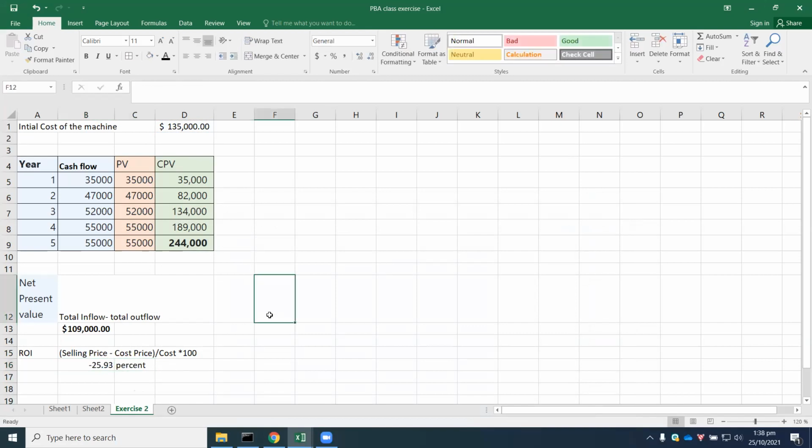So what does that indicate? After selling the machine, if you're comparing it with the total cost, you're making a loss of 25%. All right. Now take 5 minutes, try to get this done.